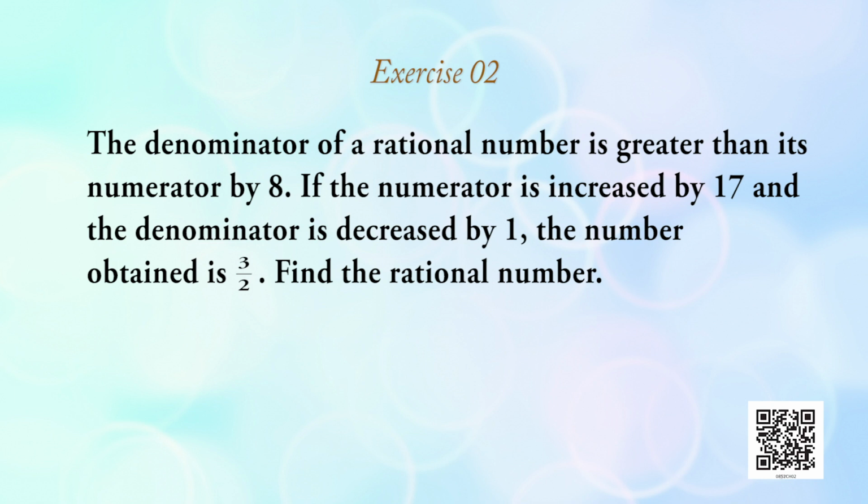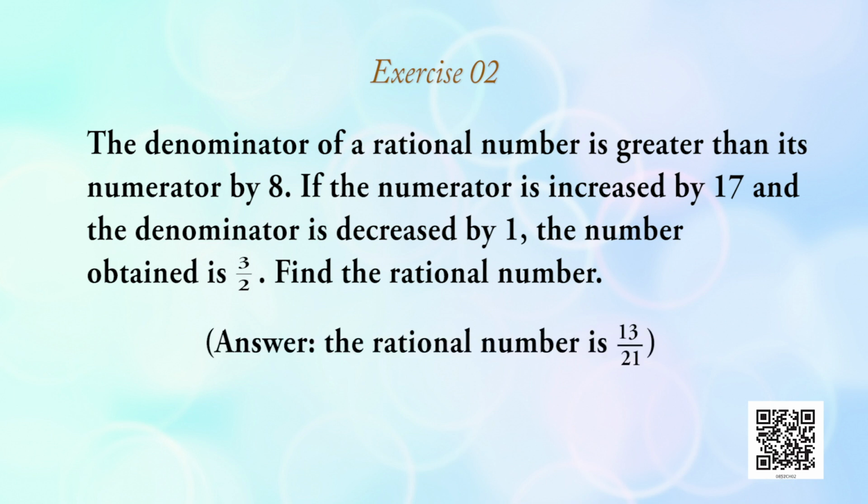Second problem. The denominator of a rational number is greater than its numerator by 8. If the numerator is increased by 17 and the denominator is decreased by 1, the number obtained is 3/2. Find the rational number. It looks difficult, but you can do it by applying the above method. For your reference, the answer is the required rational number is 13/21.